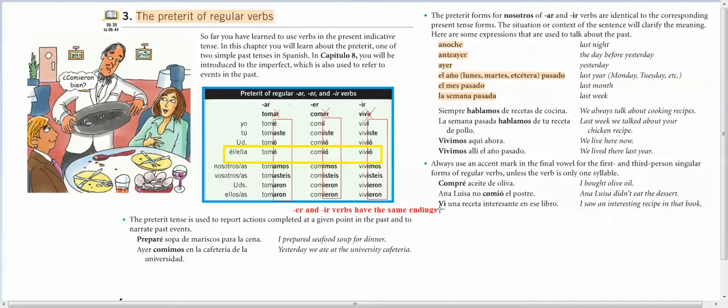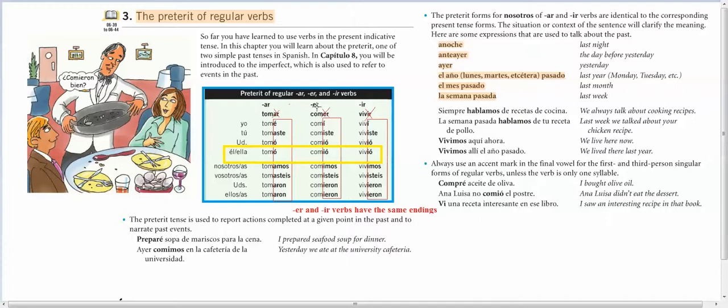Okay, so last class we were talking about the difference between the preterite and the imperfect. What I need to show you today is how to actually form the preterite tense, and we're going to talk about mostly regular verbs, maybe a few irregulars as well.